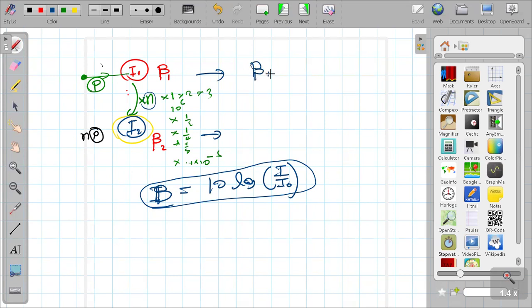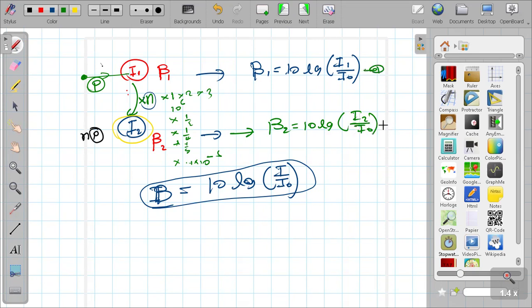Beta 1 will be 10 Lg I1 over I naught. I hope you understand this. The other part, beta 2, is equal to 10 Lg I2 over I naught. Equation number 1, equation number 2.